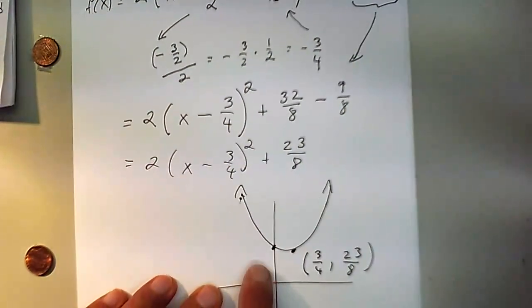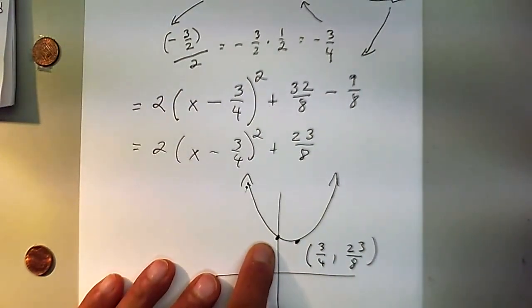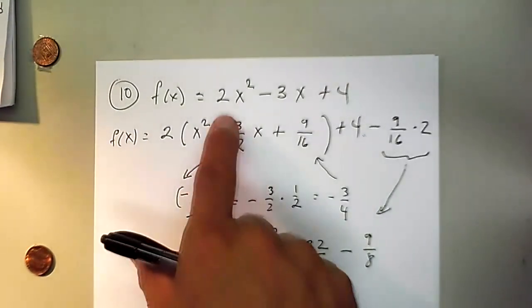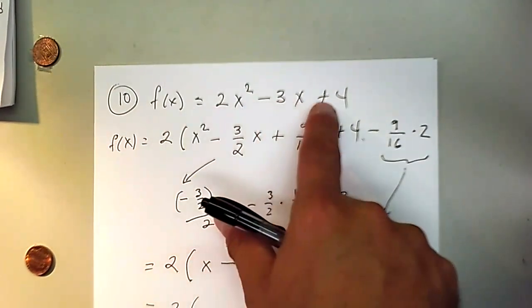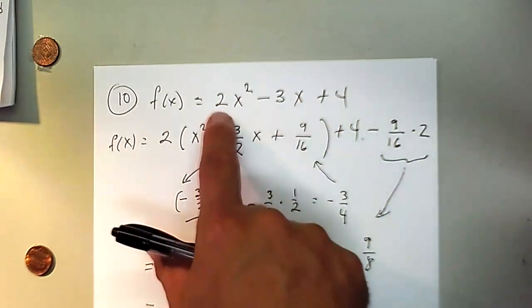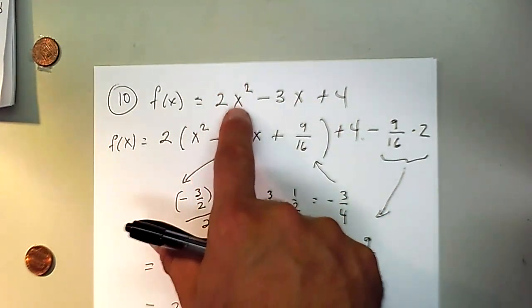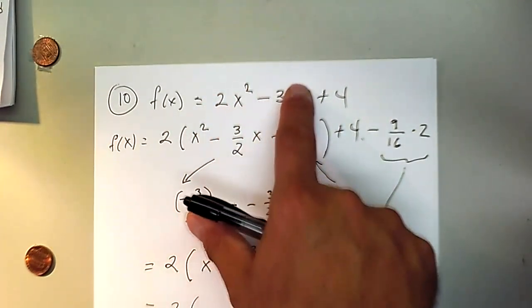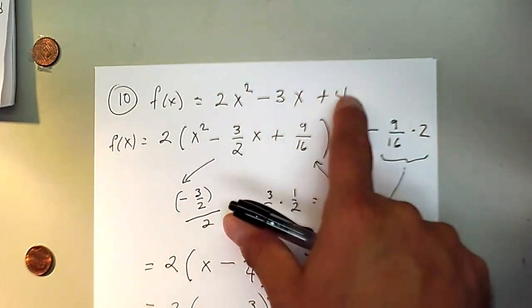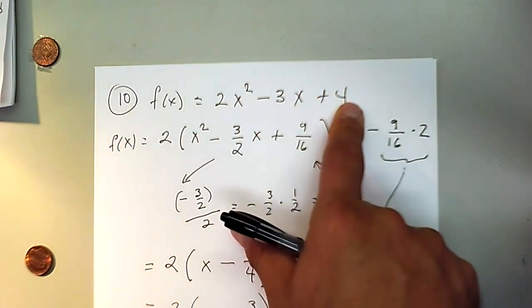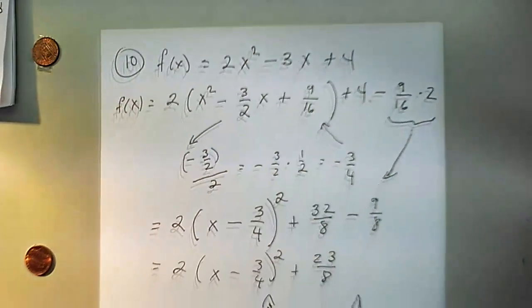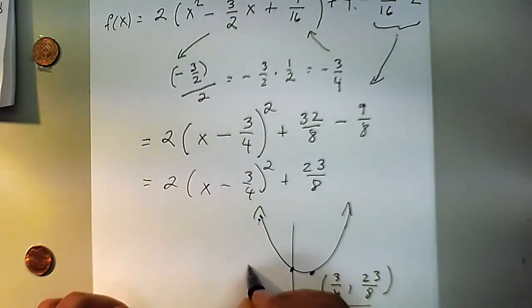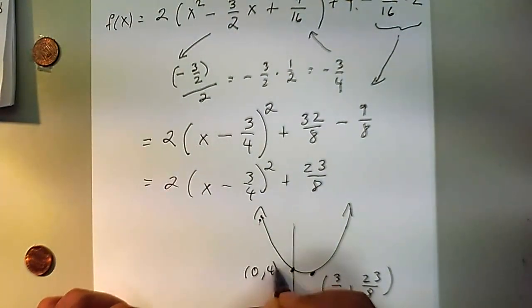Now, the easiest way to find the y-intercept is to plug in 0 into the general form, because that's going to become 0 when x is 0. That's going to become 0. So this constant term is the output of putting 0 in the input. So this is going to be (0, 4).